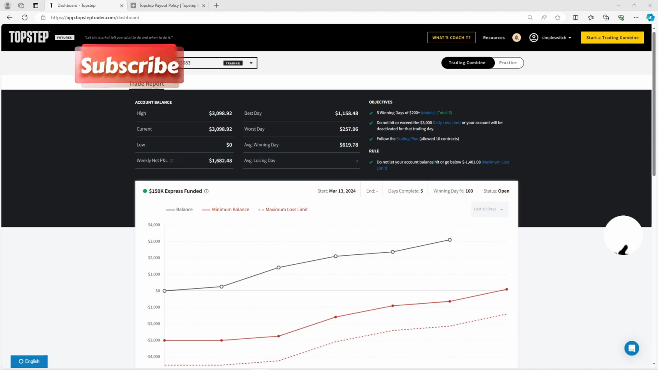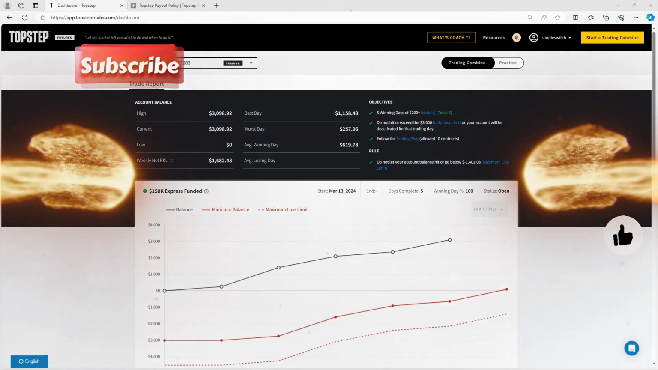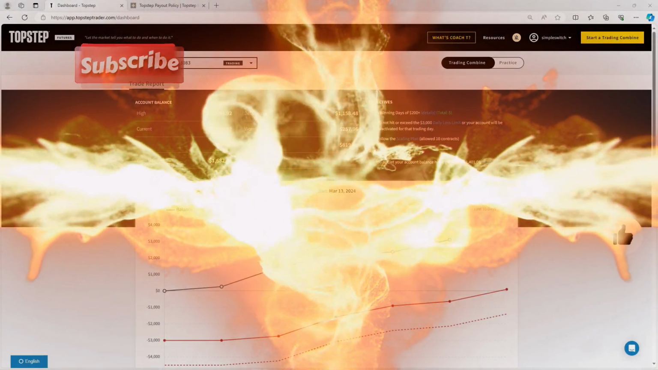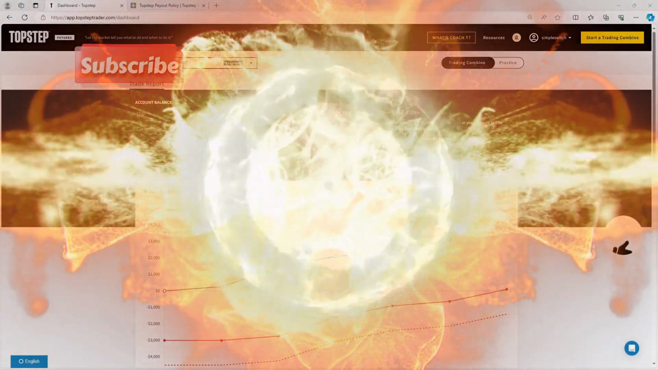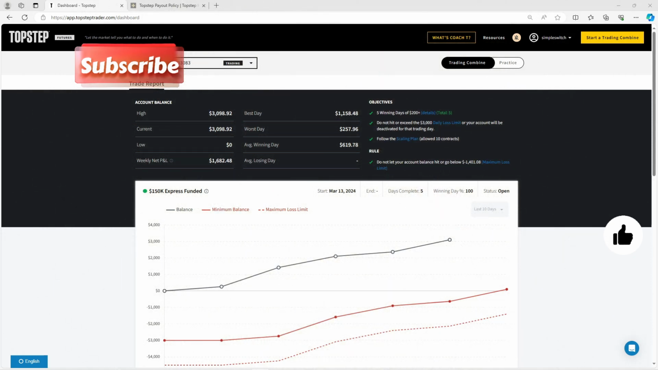All right, so what's going on with my account, and have I taken a payout? Well, no, I didn't take a payout. I blew up that Express Funded account. Blew it up. So something to note, right now you're looking at an Express Funded account, 150K account. That's not blown up, but I did blow up that other one.